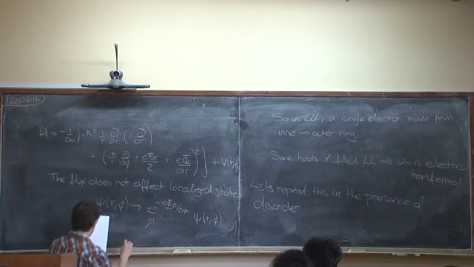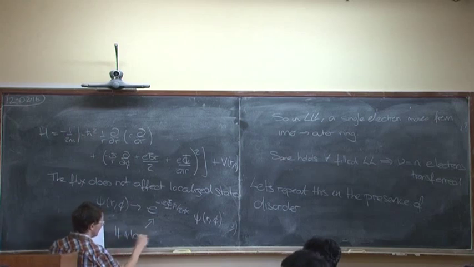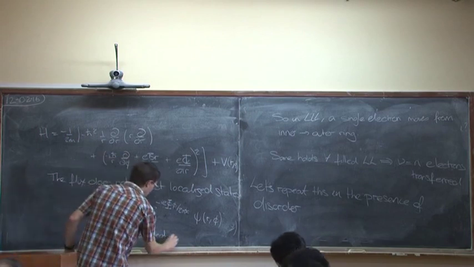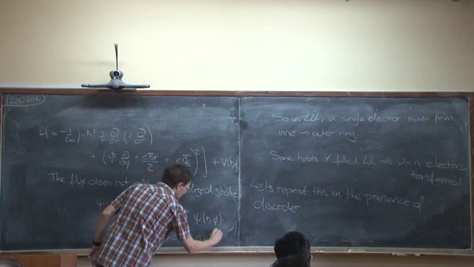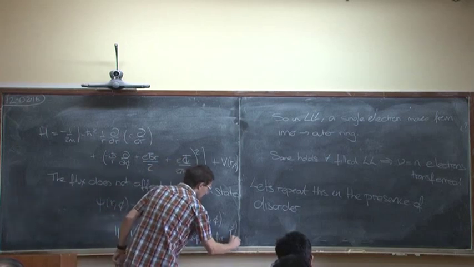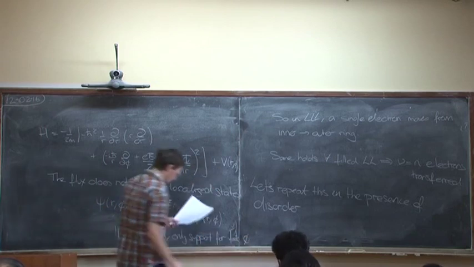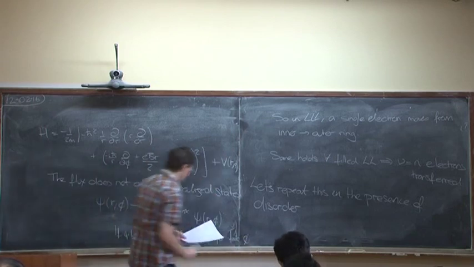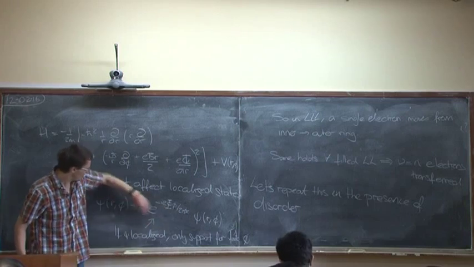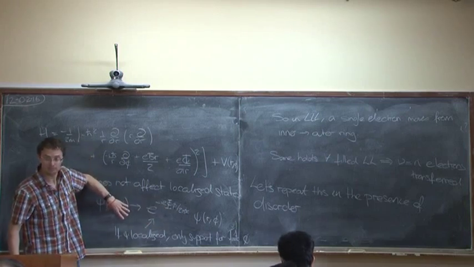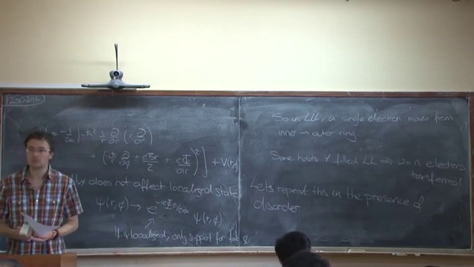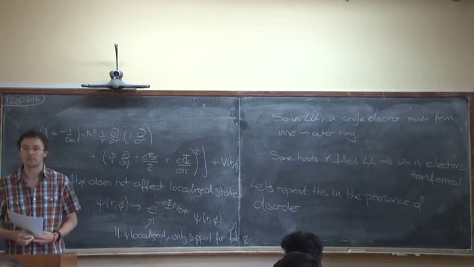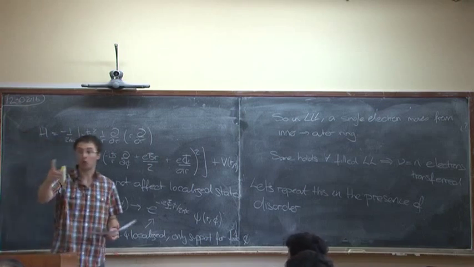Okay, so if psi is localized, it's only got support on some finite range of phi. So that's important because then this wave function remains single valued. Maybe another way of saying it is that all that the B field inside does is affect the boundary condition as you go around. And if it's localized, you don't feel it. Exactly. Yes.